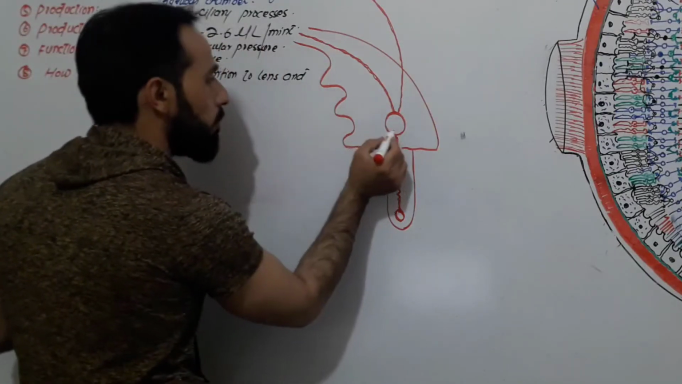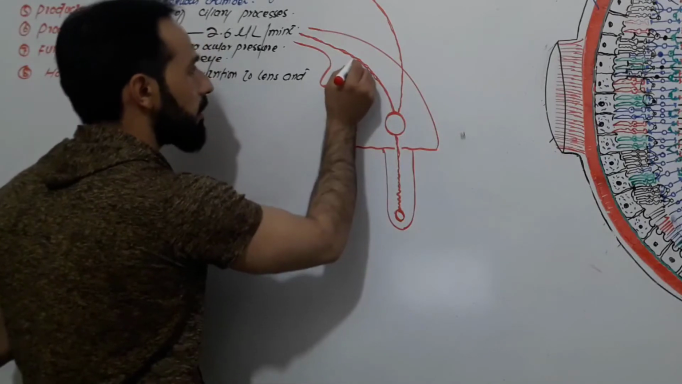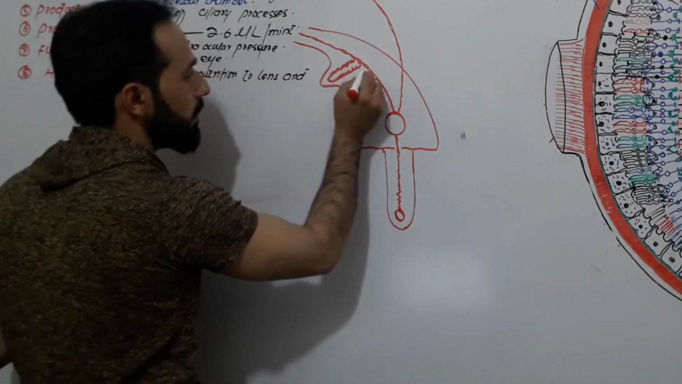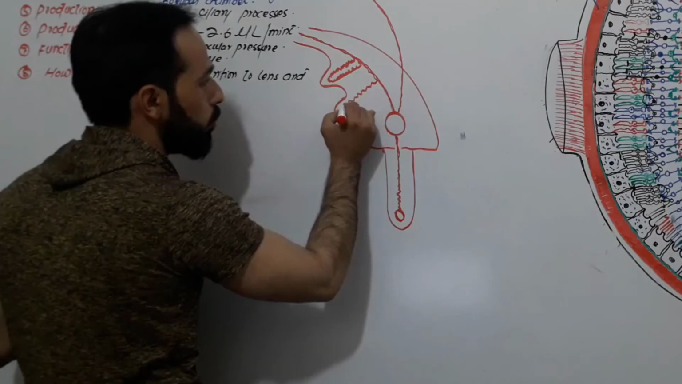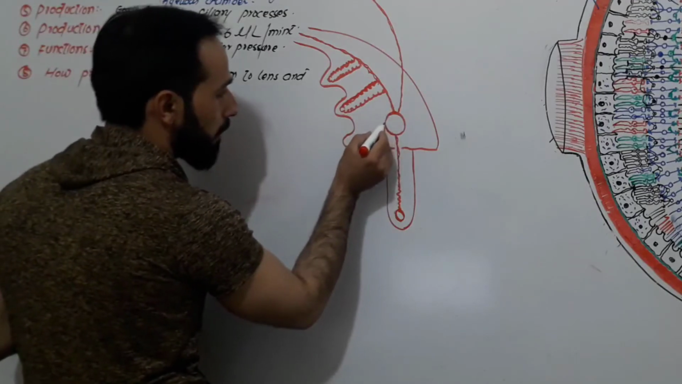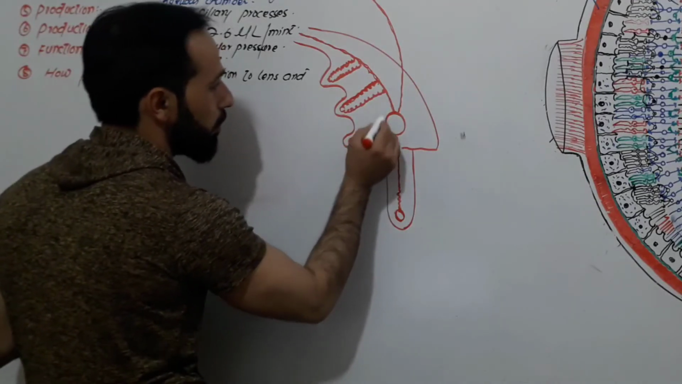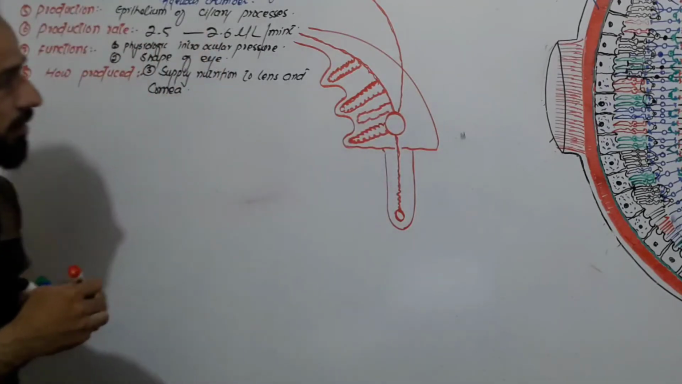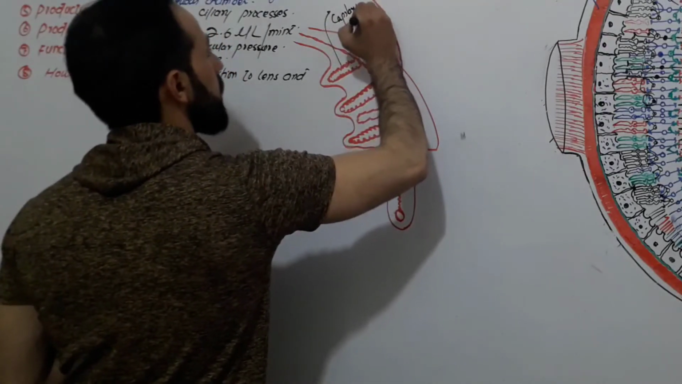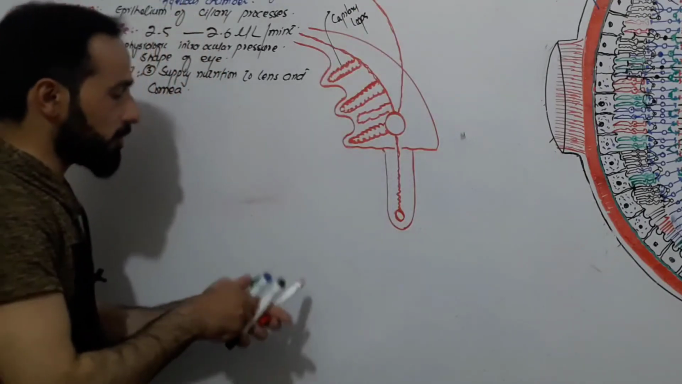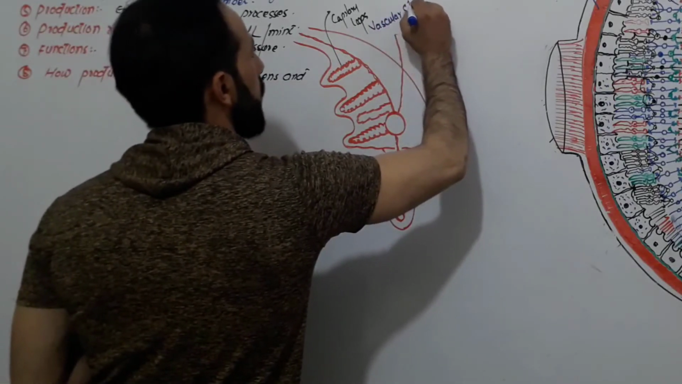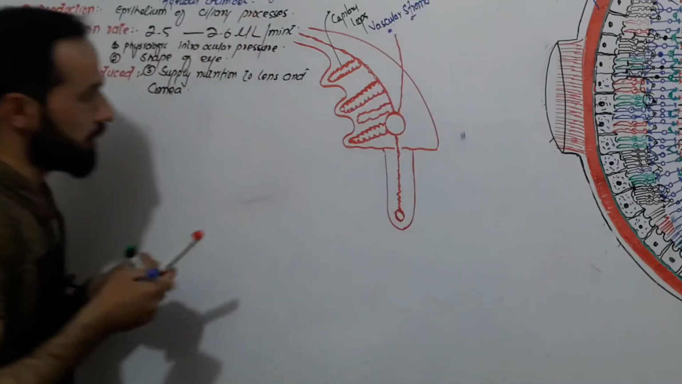Now look carefully, from this major arterial ring and from the long ciliary artery there are some capillary loops which come towards these ciliary processes. These capillary loops make the vascular stroma of your ciliary body, like this. Let me write them here: capillary loops, and these loops are responsible to make the vascular stroma of the ciliary body.